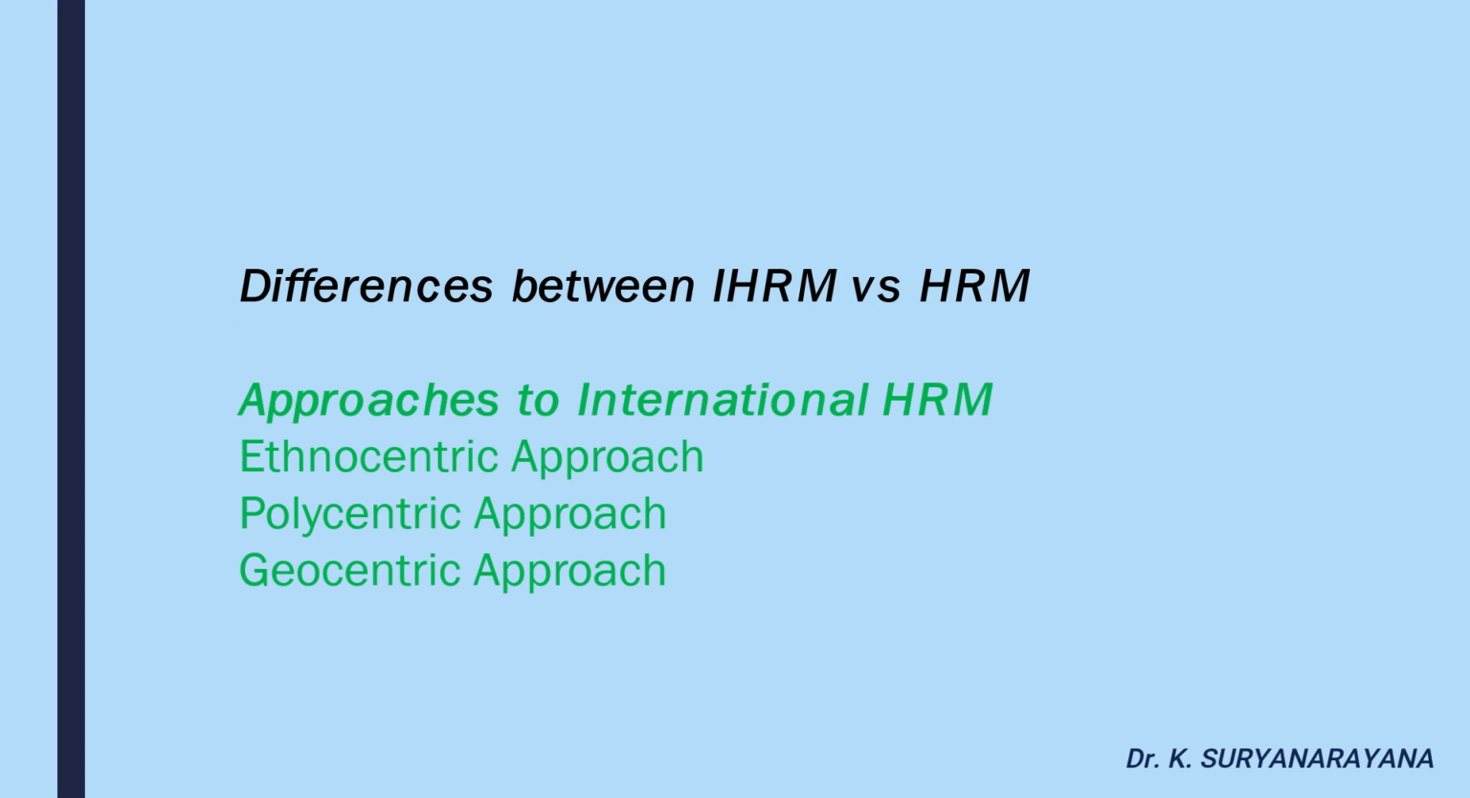Now, let us study the strategies or approaches to international human resource management. The selection policy plays a very important role in global business as it selects different types of employees that fit with the global operations. The three strategies or approaches of global selection in human resource management can be Ethnocentric Approach, Polycentric Approach, Geocentric Approach.